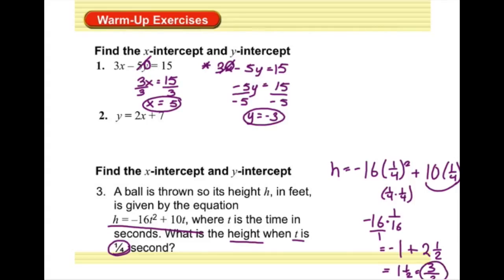So the height when I'm jumping off of when the ball is thrown in the air, after 1/4 of a second, it's 1.5 feet high in the air. Okay. Note that when I'm doing the multiplication, it gave me a fraction.